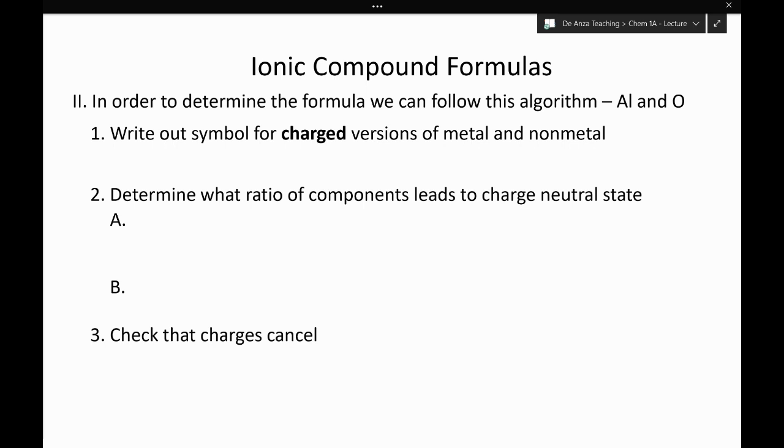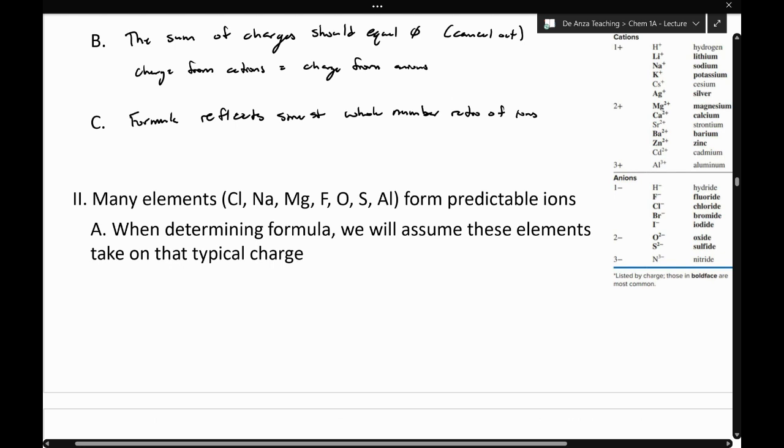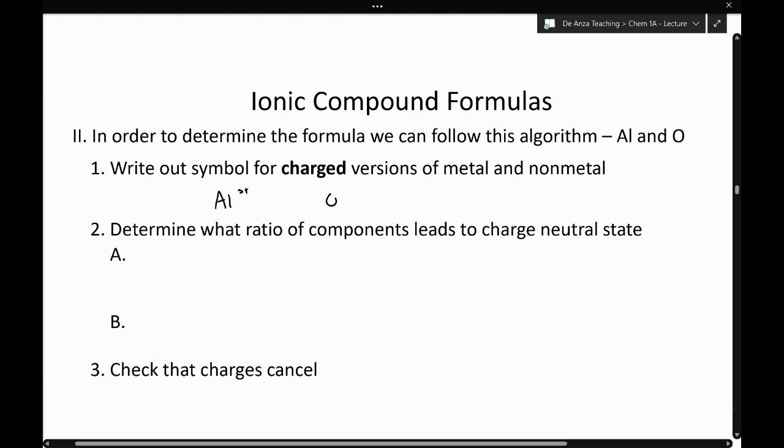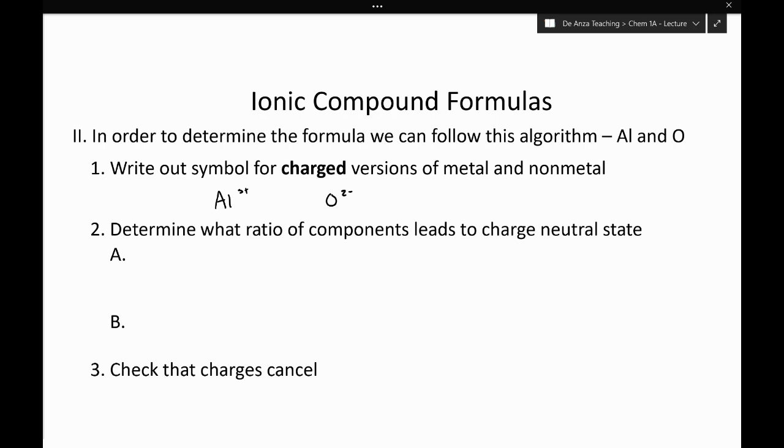So the first thing we want to do is write out the symbol for the charged versions of the metal and the nonmetal. And you can do this regardless of whether you have a predictable charge or an unpredictable charge. But in this case, we're going to start with those that have predictable charge. If we look up at our table above, we see that aluminum is a 3 plus and oxygen is a 2 minus. So we have Al3 plus and O2 minus. Now that we know the charged version of each of our species, we want to determine what ratio of each leads to a charge neutral state.